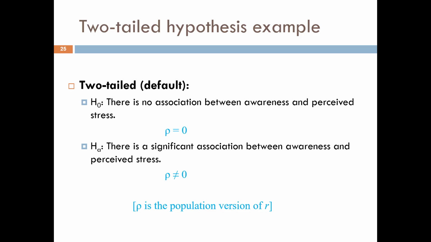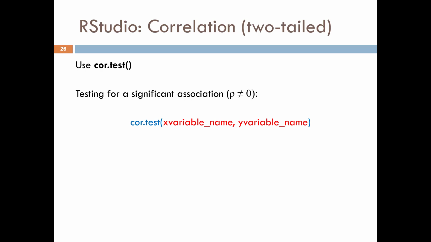Now let's talk about how to test this hypothesis in RStudio. In RStudio, you can use the cor.test function in order to obtain your correlation. And for the two-tailed hypothesis, you're testing for a significant association.